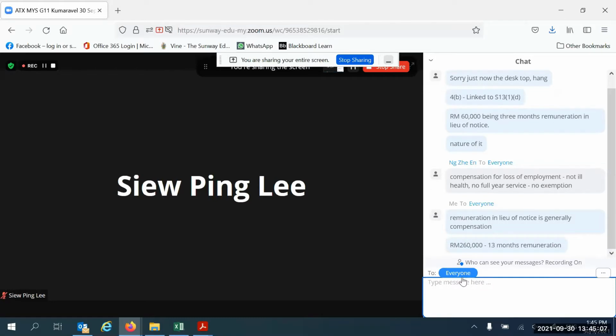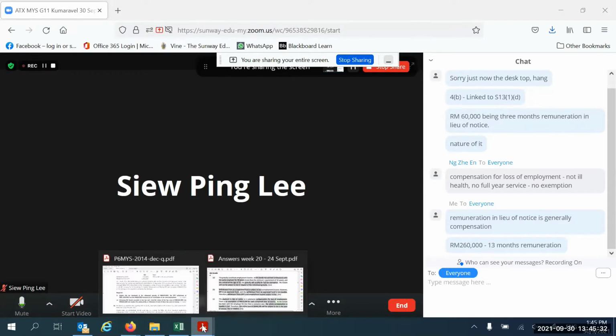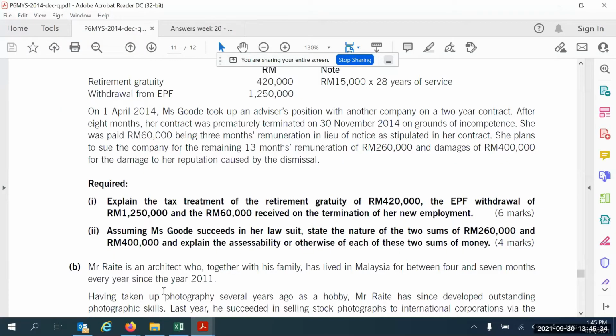Okay, this 260,000, 13 months remuneration. This is a bit indirect. So what is the nature of it? Yes, they didn't use the word gratuity. They didn't use the word compensation for loss of employment, right? So how do you think? Now, the last sentence: she plans to sue the company for the remaining 13 months remuneration of 260,000 and damages of 400,000.